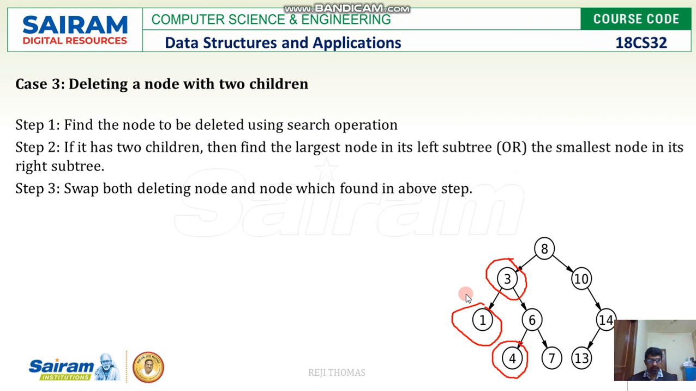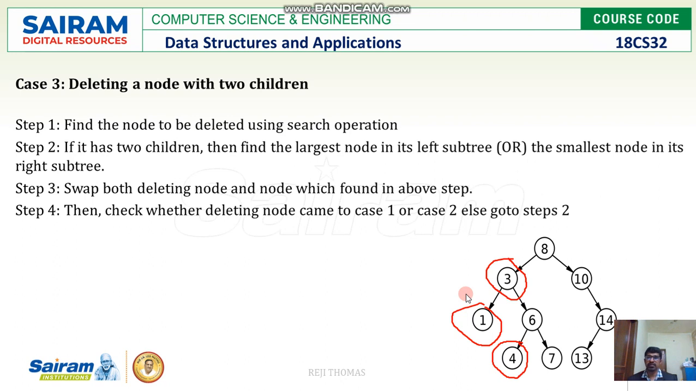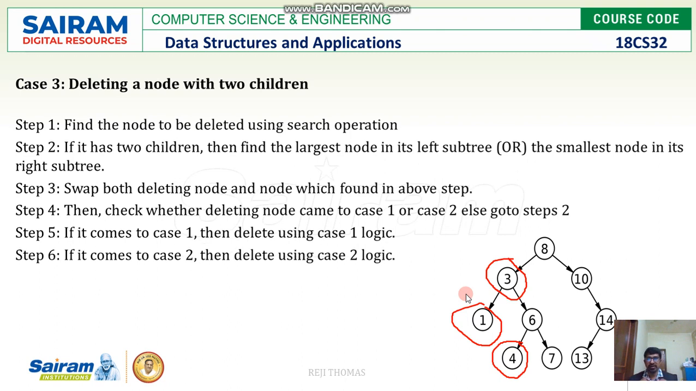What is the above step? We have found the largest and the smallest. You are going to swap it. Next, check whether the deleted node comes to case 1 or case 2. When you have done it, what was the case? It is going to be a node without any children or a node with a single child. So if it comes to case 1, delete using the first logic. If it is case 2, delete using the second logic. So this is a way we can delete a node with two children.